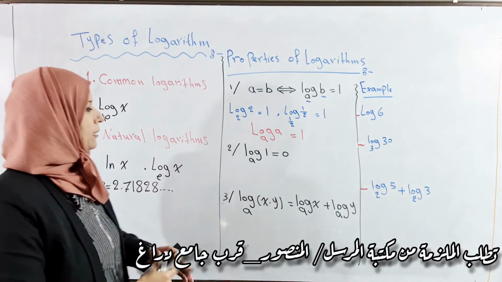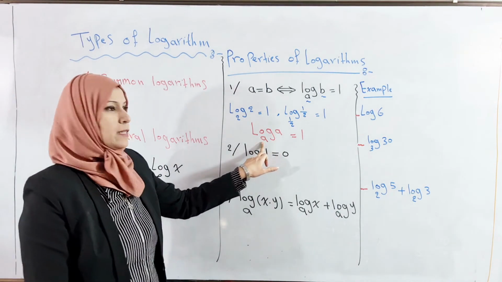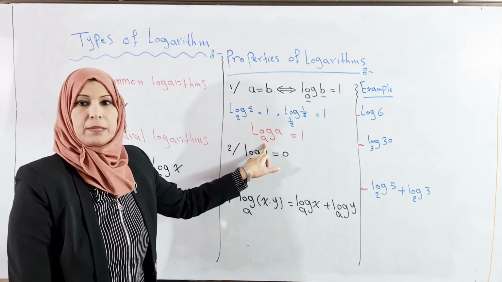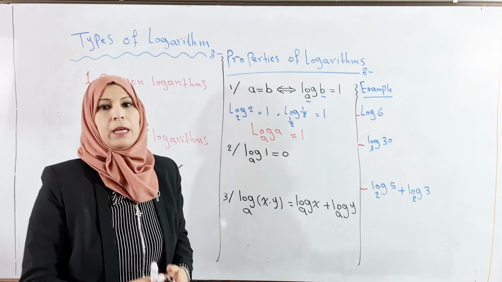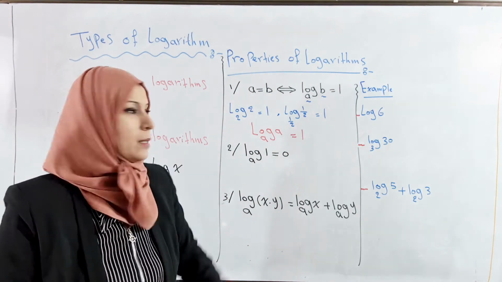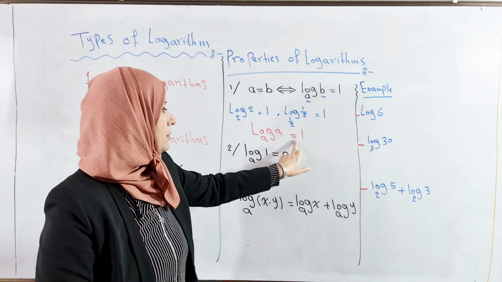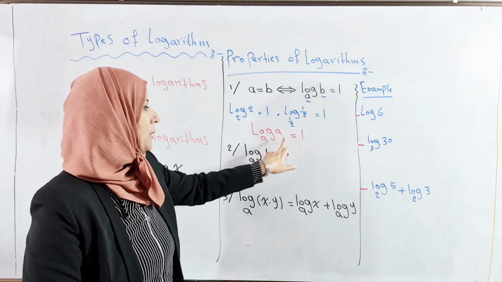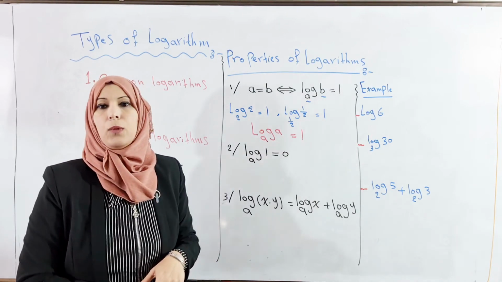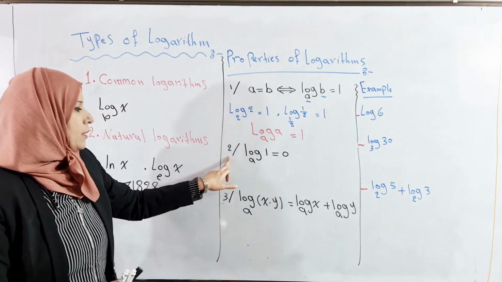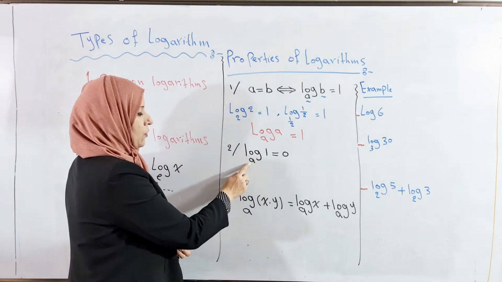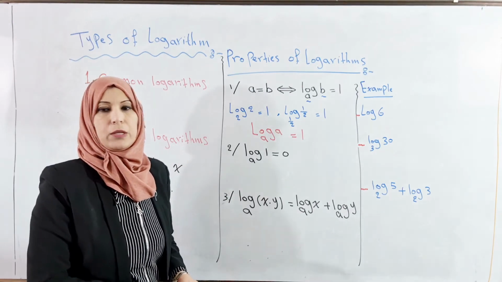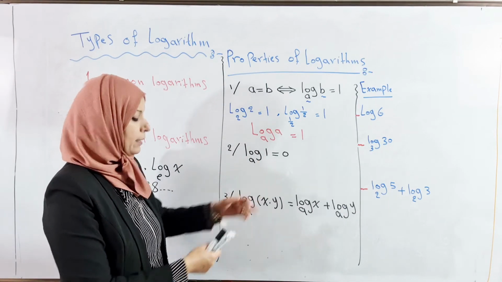هنا عندي الأرجومنت والبيس متساوين. مباشرة أقول قيمة هذا اللوغاريتم مهما كانت قيمة ال A اللي هي البيس، دائما قيمته 1. Property number 2: logarithm 1 for base A equals 0.